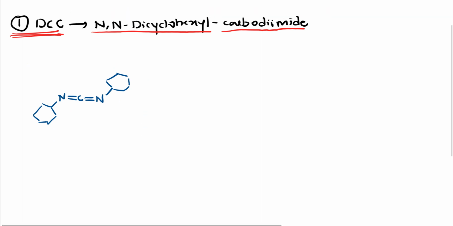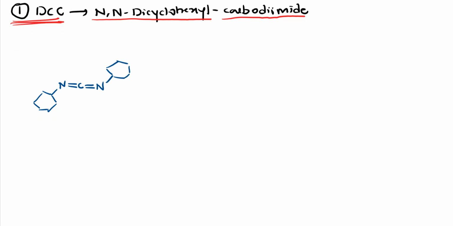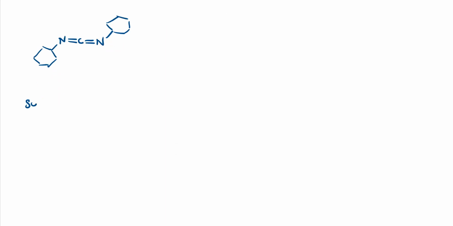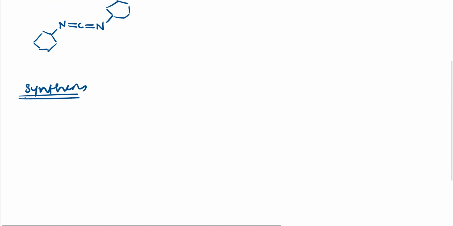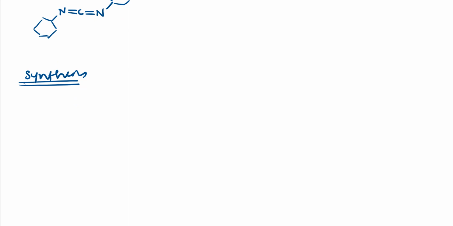So what are the uses? Everything we shall see in this video. First, before going to the uses, let us concentrate on how we synthesize this DCC. So let us synthesize it first. Then we shall discuss its chemical properties and some features of this DCC. So, synthesis.